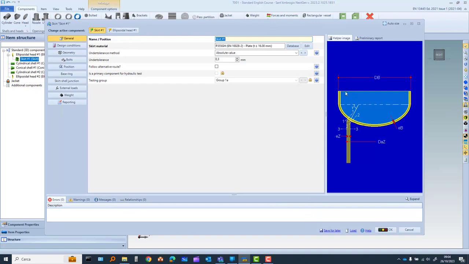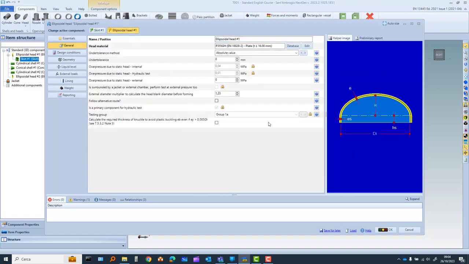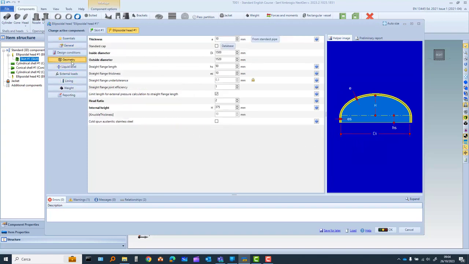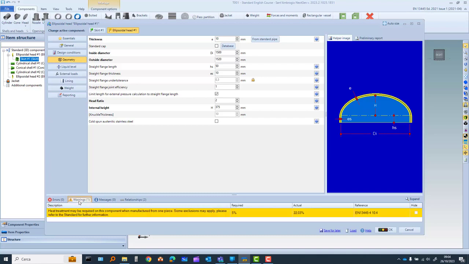There is a domed end at the base of the column. The base is composed, in fact, of two pieces, an ellipsoidal end. Diameter, of course, is 1.5 meters. The thickness of this end is 10 millimeter. And, well, let's look at the yellow wording here. Of course, like the upper end, here there is the problem of the heat treatment due to the fiber elongation, which is 22 point something %.